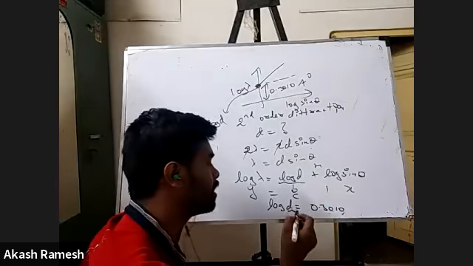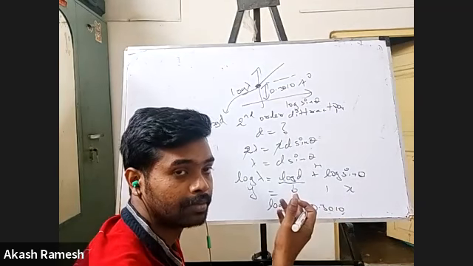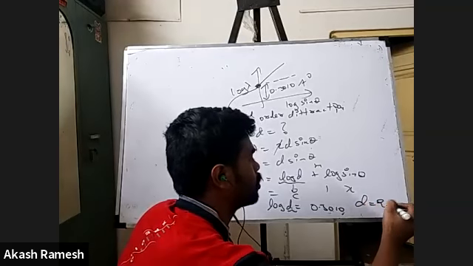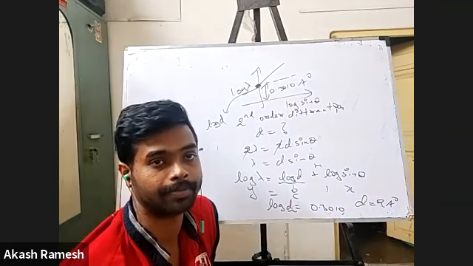So what would have been the D value? Log of D is 0.3010. How much? Log 2, right? So basically D is equal to 2 angstrom units. That's the answer to this question.